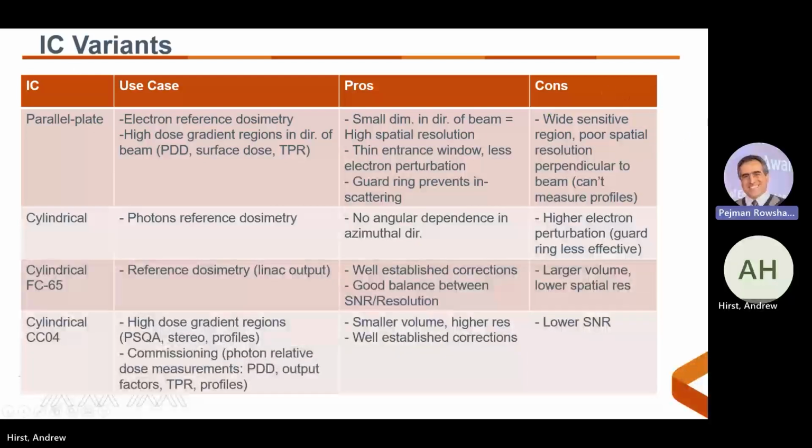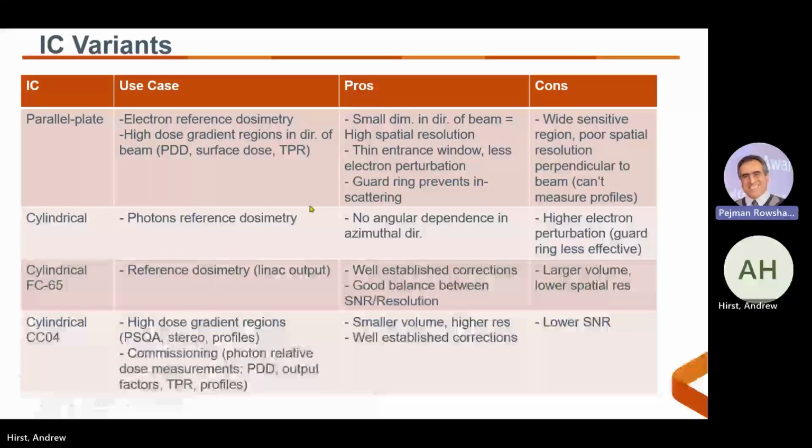The cons are that they have a wide sensitive region, so that leads to poor spatial resolution perpendicular to the beam. So you couldn't use it to measure a beam profile, because you're resolving a few centimeters as you move along that profile. So you'd use a cylindrical chamber for that.